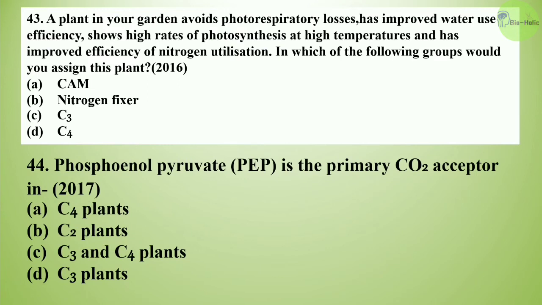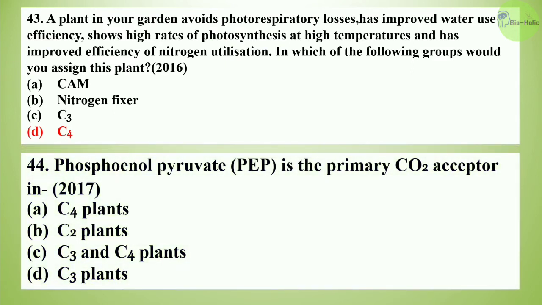plant. We know avoiding photorespiration is the criterion of only the C4 plants, so no need to think about the other points. When you find that any plant is avoiding photorespiratory losses, undoubtedly the answer will be option D, that is the C4 plants. Obviously the plant will be a C4 plant.